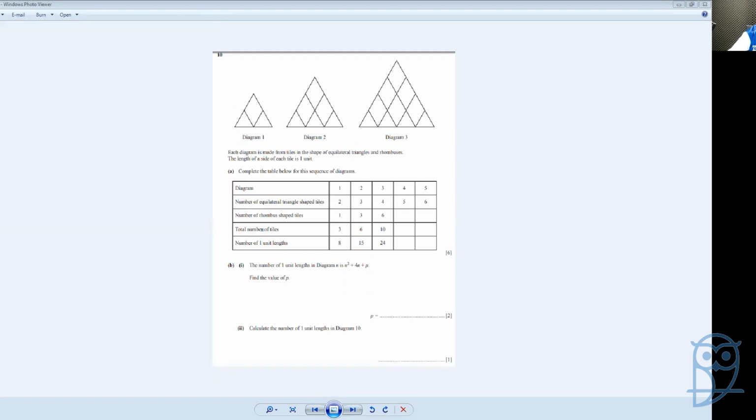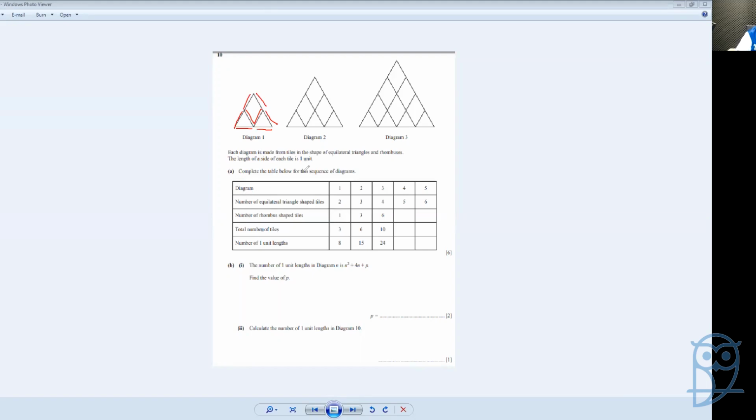All right. Let's have a look at this problem. So we have got this shape, then that one, and it says each diagram is made from tiles in the shape of equilateral triangles, you can see at the bottom, and rhombuses. I feel that, to be more proper English, it should be rhombi, but I think that's irrelevant for this question. The length of a side of each tile is 1 unit, which means that's 1 unit over there, that's 1, that's 1, that's 1, that's 1, that's 1, that's 1, that's 1.